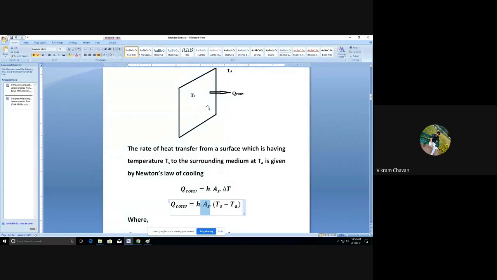Getting everyone? So why are we going for extended surfaces? Because we know that Q convection depends on three factors in Newton's law of cooling, that is h, A, and delta T, where delta T is T minus T infinity, the temperature difference. Increasing the temperature difference is not a good option. It is harmful for the application, or these temperatures are fixed by the design consideration.